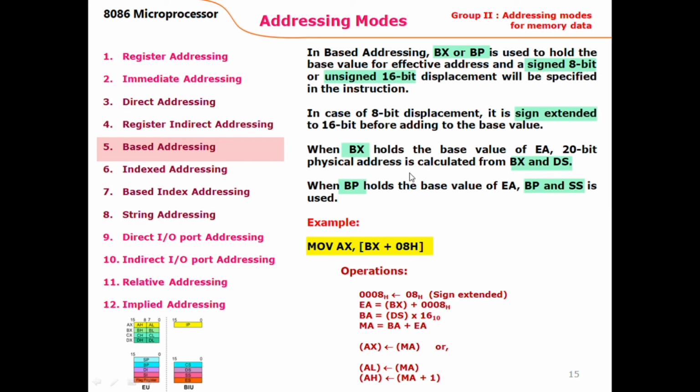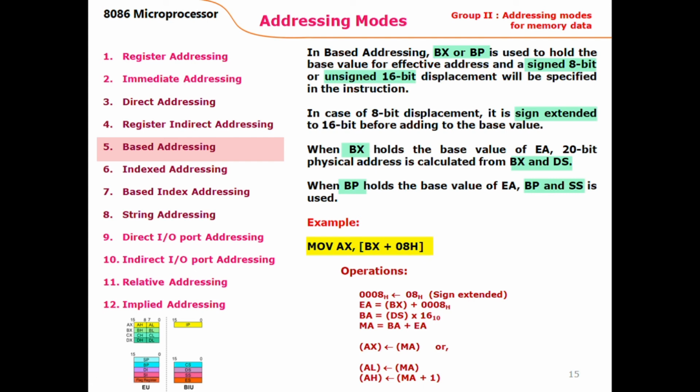When BX is used to store the base value of the effective address, the 20-bit physical address is calculated from the BX register and the data segment register. But when the base value is stored in the base pointer register, then the physical address is calculated from the base pointer and the stack segment register. So here is an example: MOV AX, [BX plus 08H].